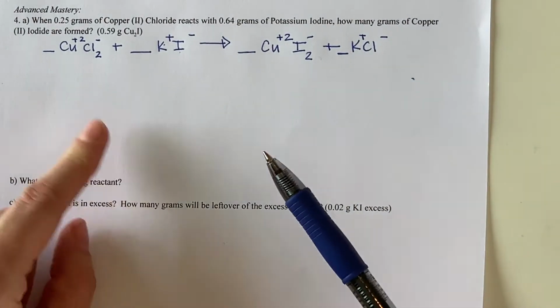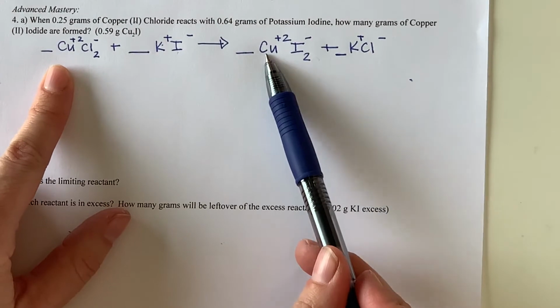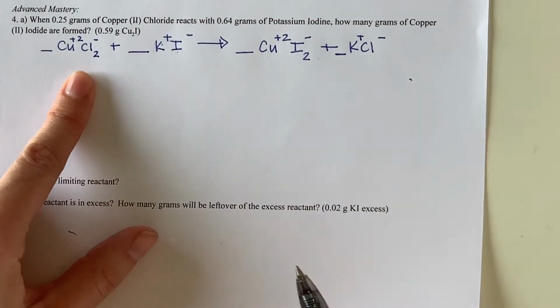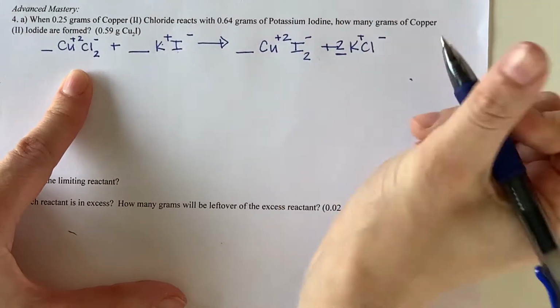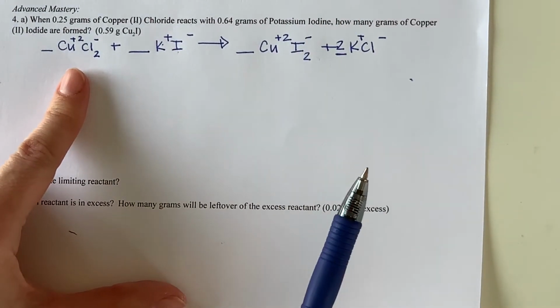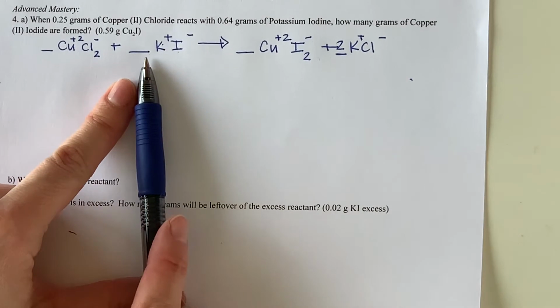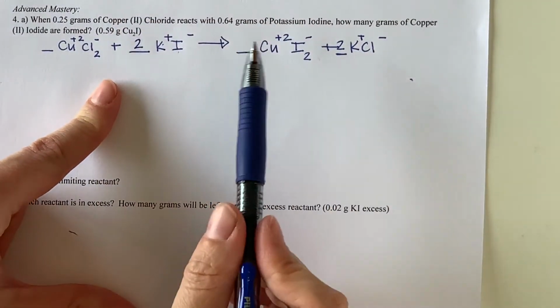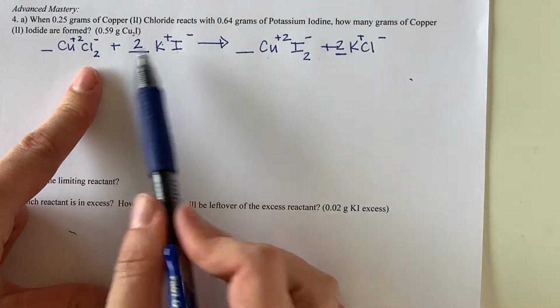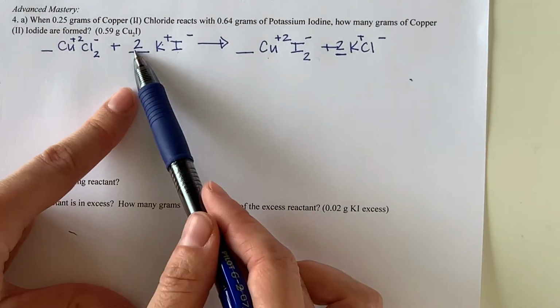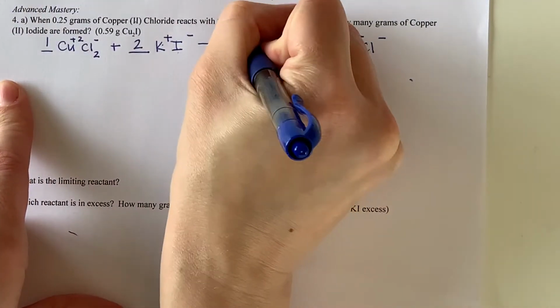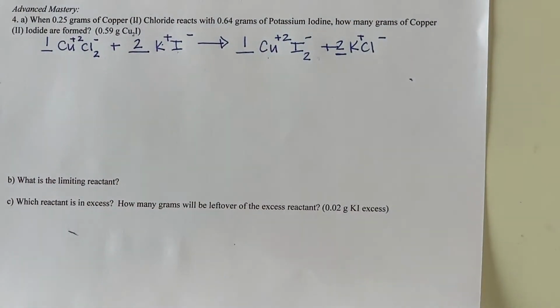Now I go ahead and count atoms. So copper, I have 1 on each side. Here I have 2. Here I just have 1 chlorine, so I'm going to try a 2 right here. That matches my chlorine, but I changed my potassium, so I need a 2 right here. My coppers are still balanced, my chlorines are now balanced, and my iodines are still balanced, so that means this is a 1 and this is a 1.